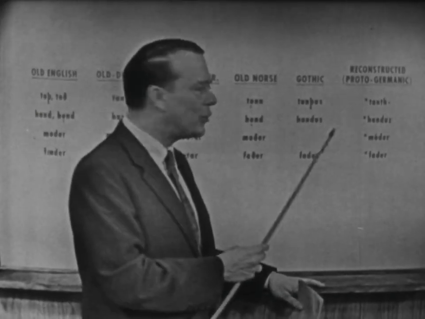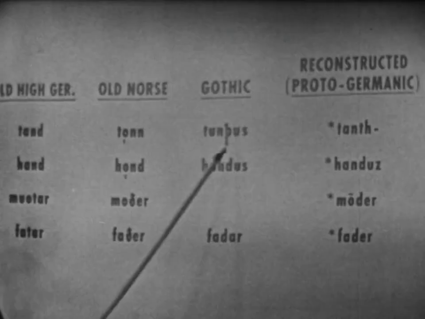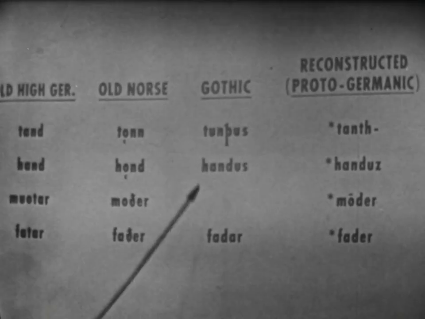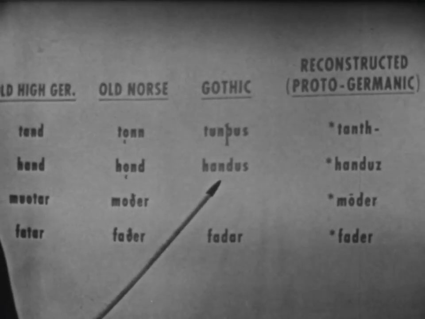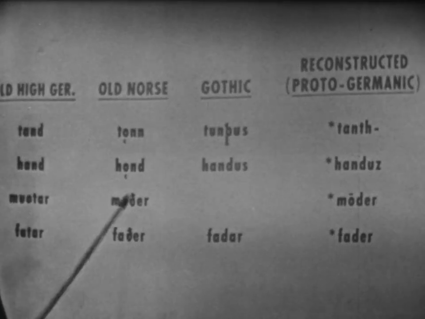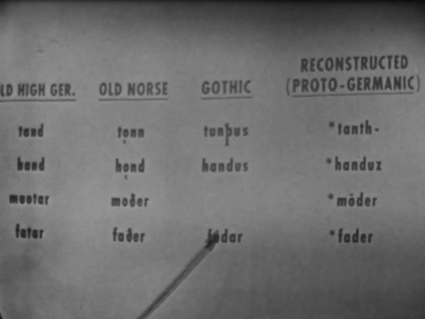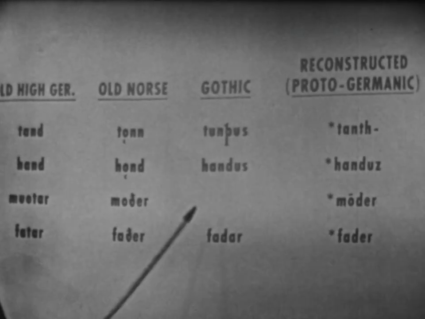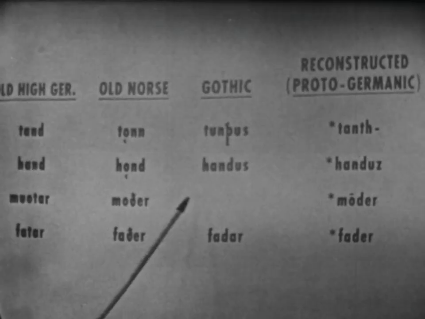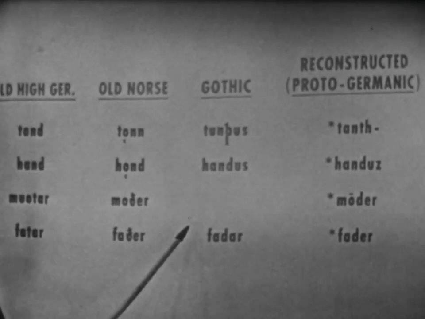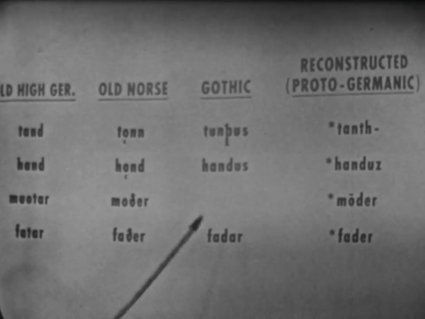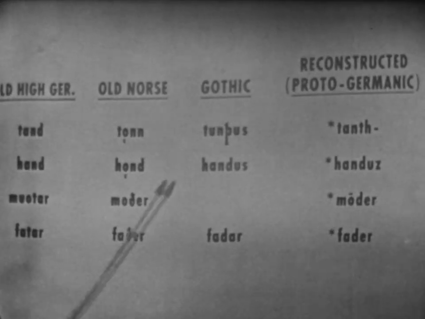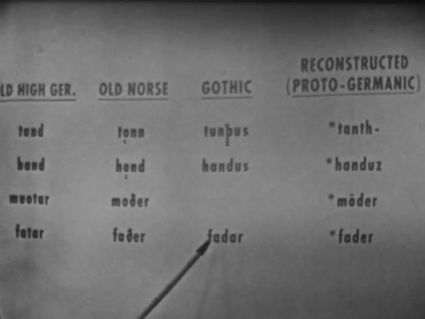And here we find the word for tooth was tunthus. This particular symbol here stands for a thus sound. The word for hand was handus, with endings on them that had disappeared in all of the other languages. There is no word that I have for mother from this particular material that I was working with, which is why there's a blank here. Of course, there was a Gothic word for mother, but it was not related to these others, being from another source. Word for father, fadar.